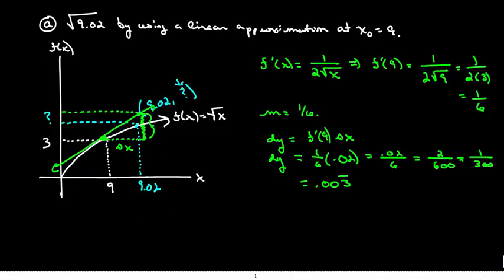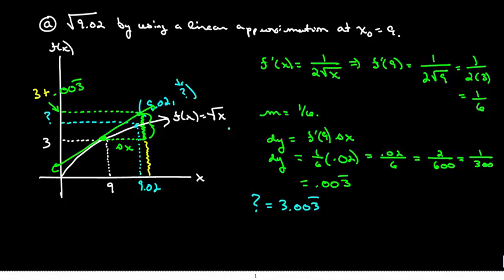So the height of the green length, okay, this height is going to be this length right here plus this length right here. Well, we know this length right here is 3, so this is going to be 3 plus the green length, which is 0.003 repeating. And so the best estimate that we have for the blue question mark height is 3.003 repeating. That's as close as we're going to get to it with this approximation. Okay, so that's not too bad.